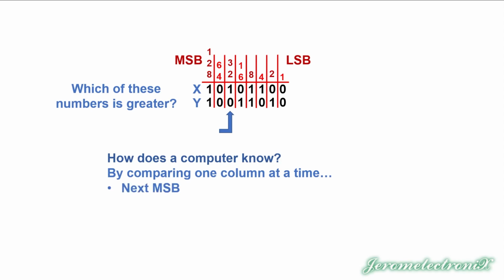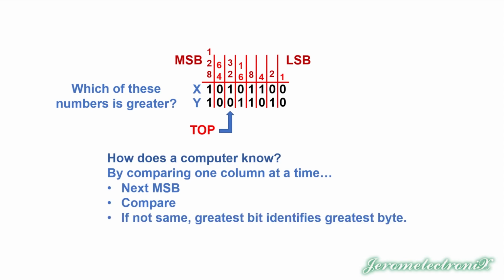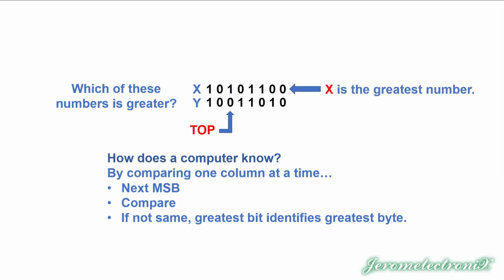And so we're going to compare this column. Now in this column, we actually have a result. We know that the top number in this column is a 1 and the bottom is a 0, and we found it. If that 1 is greater than the 0 in the bottom column, then we've actually found which of the bytes is greater. This is the greatest number.